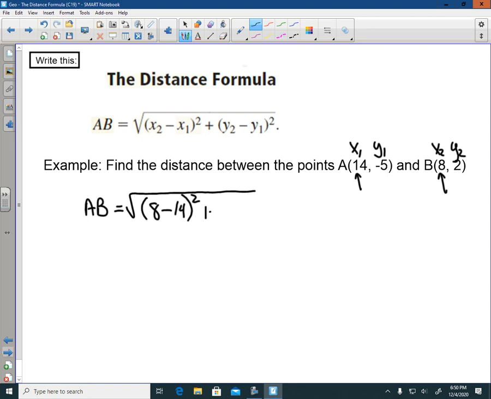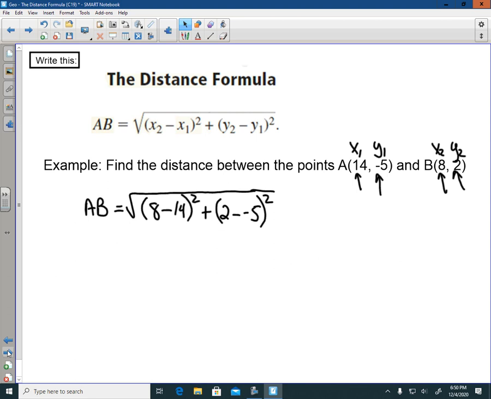And then we need a plus sign. And then we need more parentheses. And now we need the value of y2. There it is. It's 2. Minus y1, which is -5. Minus -5. Close the parentheses. And make sure you don't forget to square.